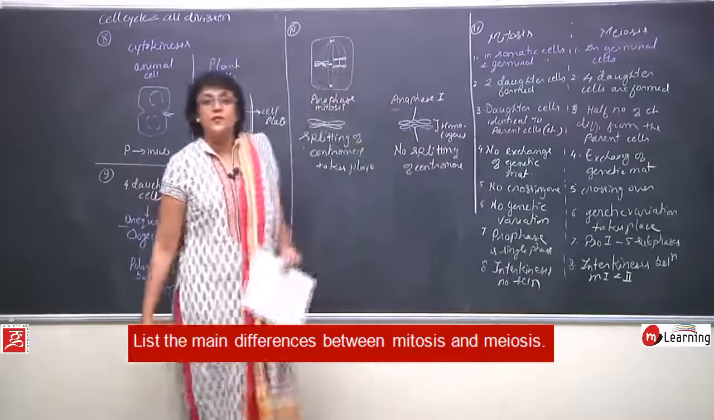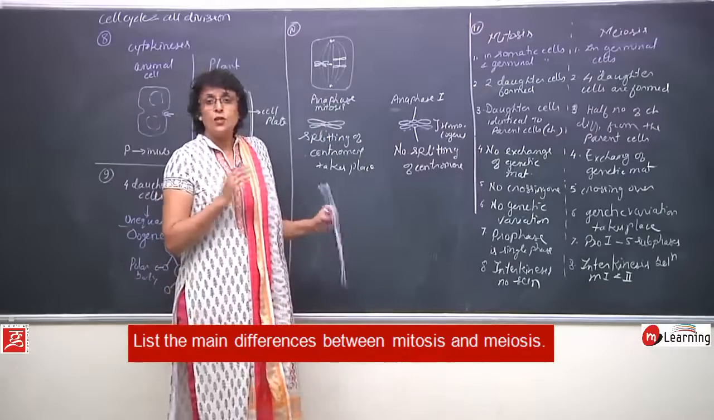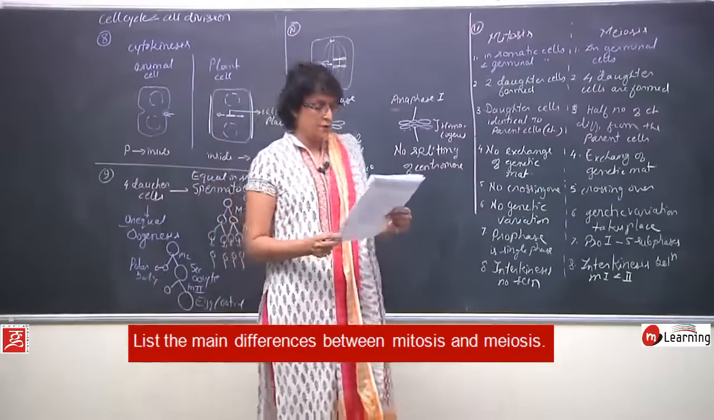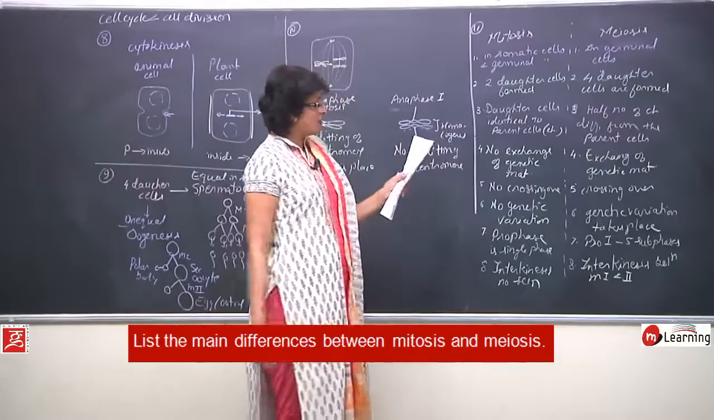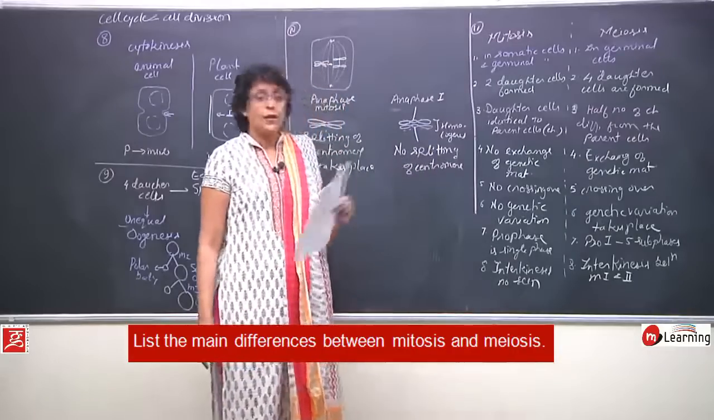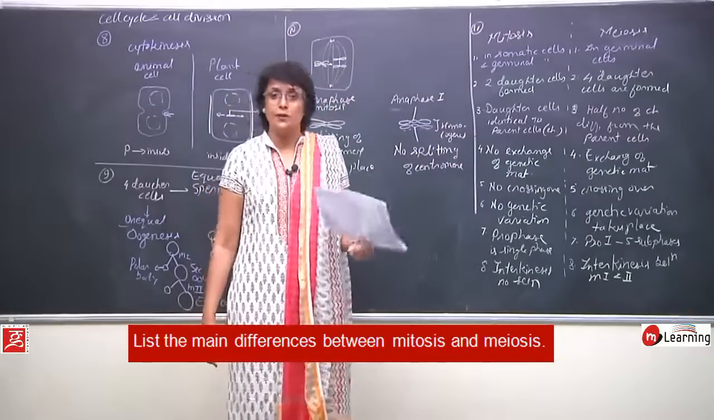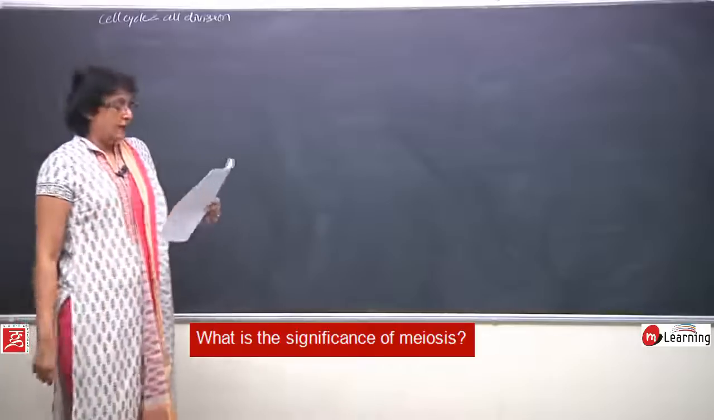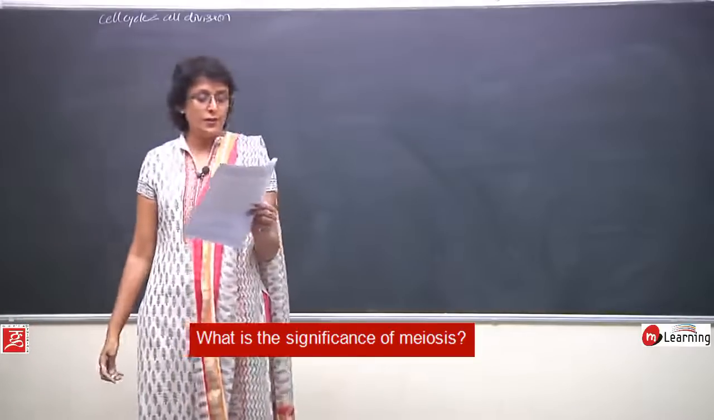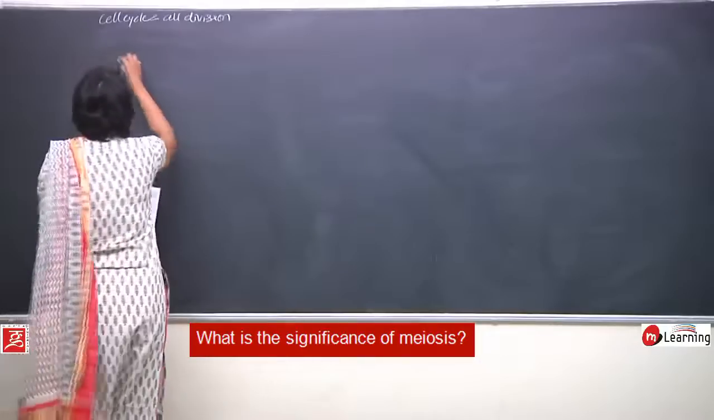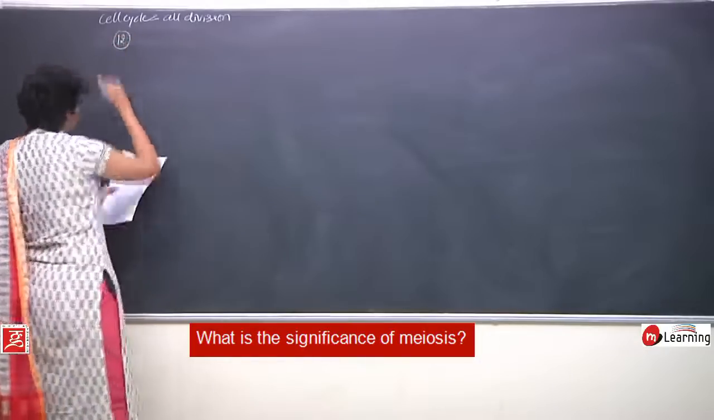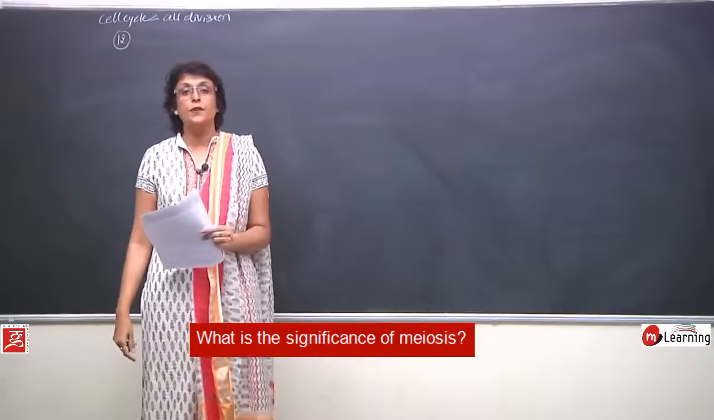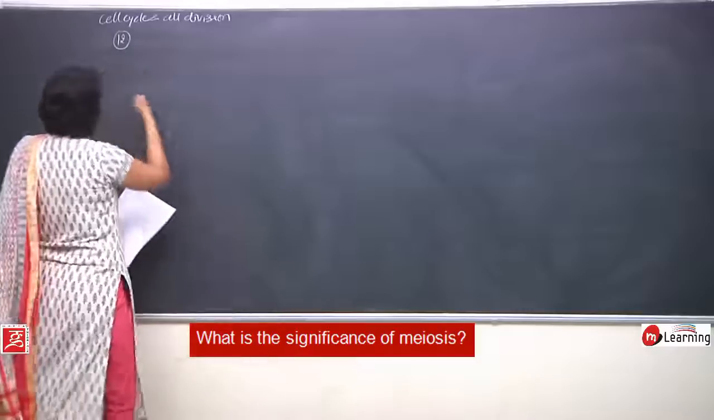So these are the differences between mitosis and meiosis as the major processes of cell division. This was question 11. So now let us take the next question. The next question is the 12th one, and the 12th question is, what is the significance of meiosis?